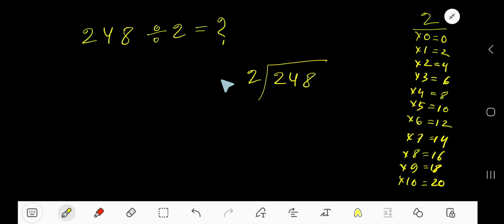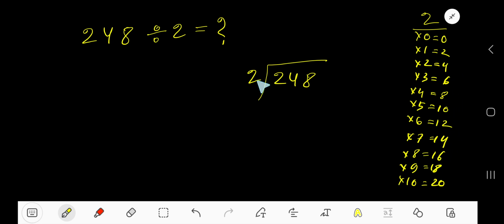248 divided by 2. Here 2 is a divisor, so we need the multiplication table of 2. 2 times 0 is 0, 2 times 1 is 2, 2 times 2 is 4, 2 times 3 is 6, 2 times 4 is 8. To find the multiplication table of 2, just add 2 to the previous step. 0 plus 2 is 2, 2 plus 2 is 4, 4 plus 2 is 6, 6 plus 2 is 8, 8 plus 2 is 10.